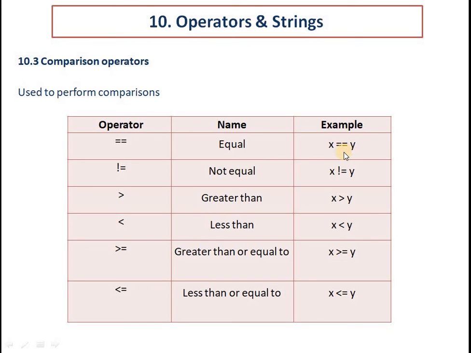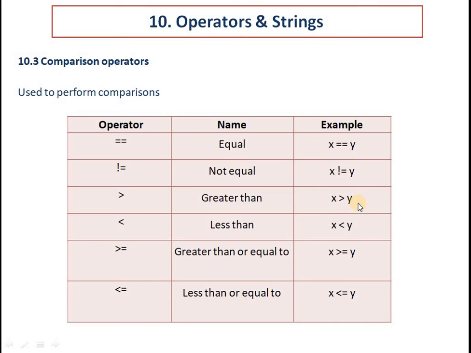An example is x double equal to y, which means you are checking whether the values of x and y are the same. If you put x is equal to y, it means the value of y will be stored into x. X double equal to y means it will check whether the values are same. Not equal to, exclamation mark equal to, x not equal to y, checks whether the value of x is not equal to y.